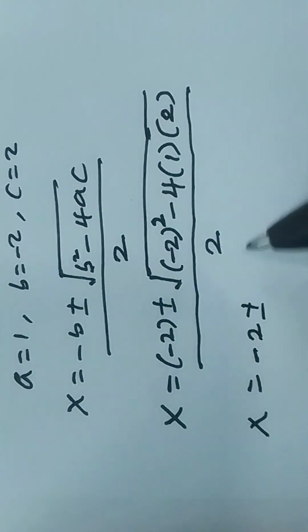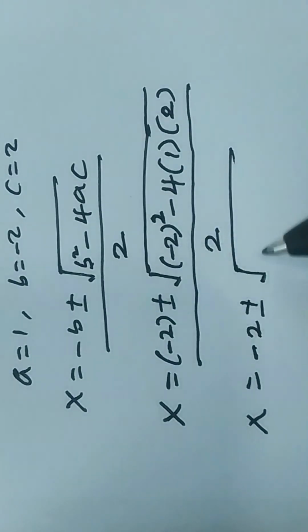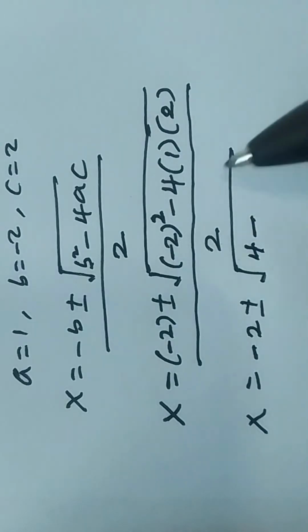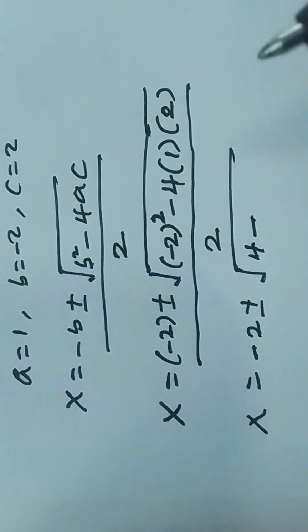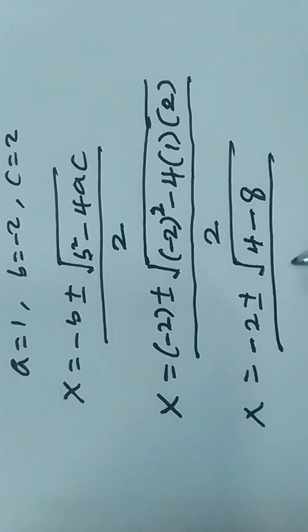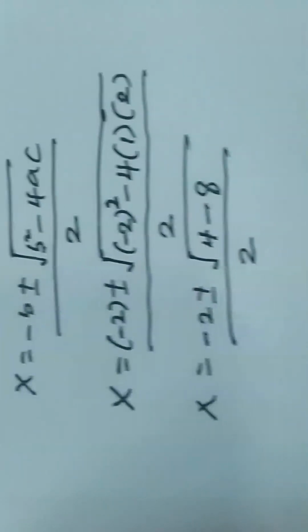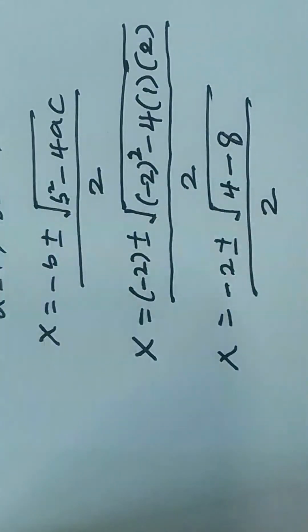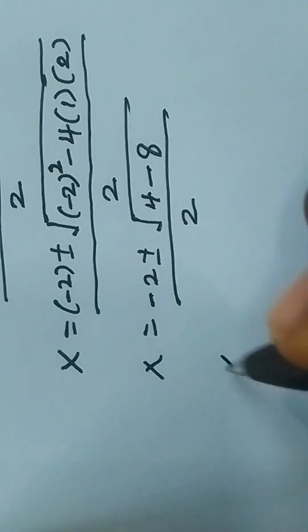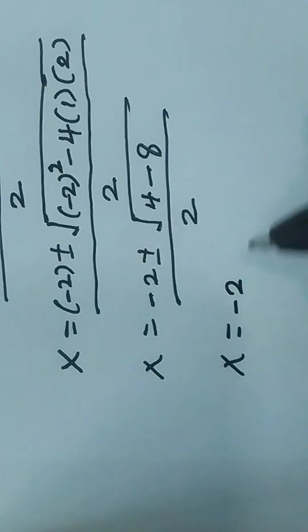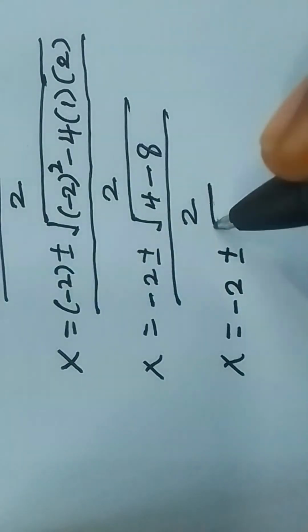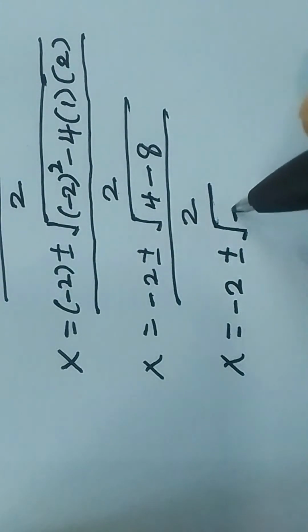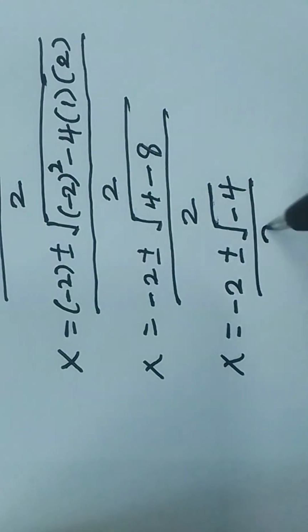x is equal to -2 plus or minus square root of (-2)^2, that is 4, minus 4 times 2, that is simply 8, divided by 2. Let's continue. So x is equal to -2 plus or minus square root of 4 - 8, that is -4, divided by 2.